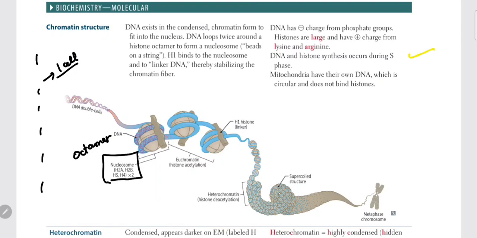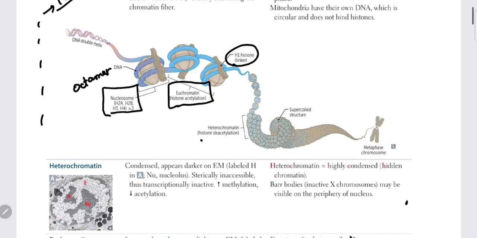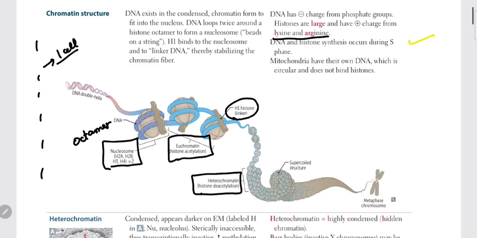So what are histone proteins? They are large, positively charged proteins, and they have positive charge due to lysine and arginine, and they bind DNA to allow it to stay in a condensed form. Besides that, we need to remember that there is also an H1 histone linker that links the nucleosomes with each other. We need to remember that there are two forms of DNA. The first one is euchromatin, which is due to histone acetylation, and then we have heterochromatin, which is due to histone deacetylation. So we are going to go over these again.